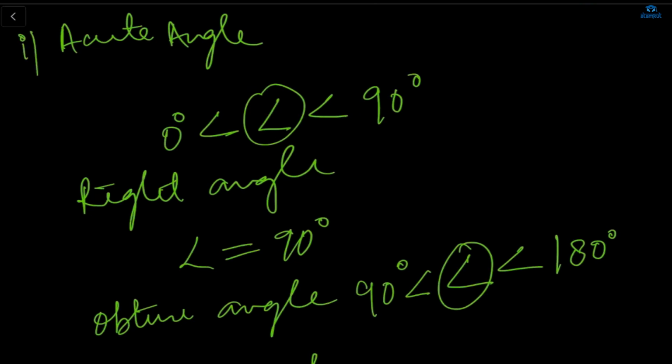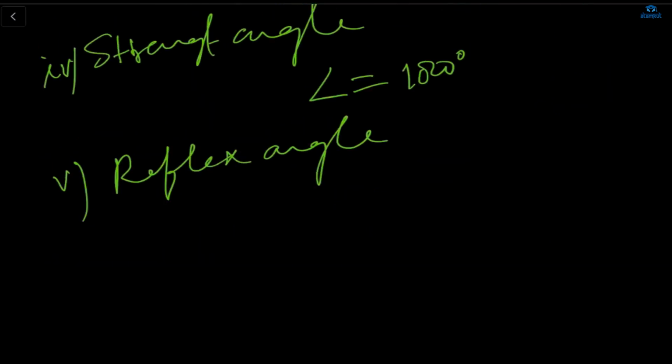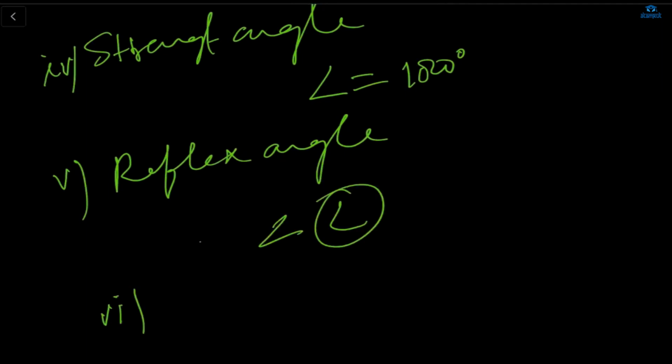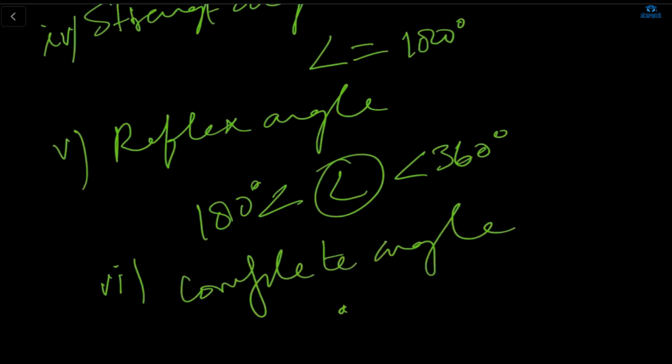Acute angle, right angle, obtuse angle, and then straight angle, and then reflex angle. Reflex angle is greater than 180 degrees but less than 360. And the complete angle was 360 degrees, equal to 360 degrees. So these are your six angles: acute angle, right angle, obtuse angle, then your straight angle, reflex angle, and complete angle.